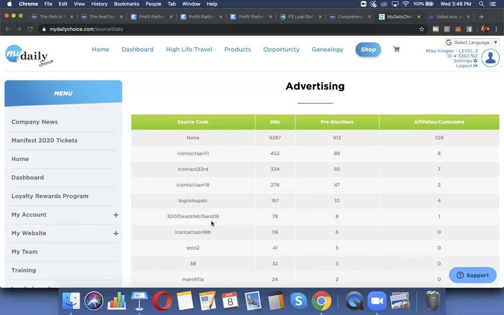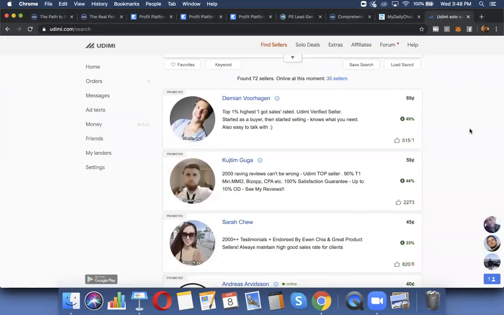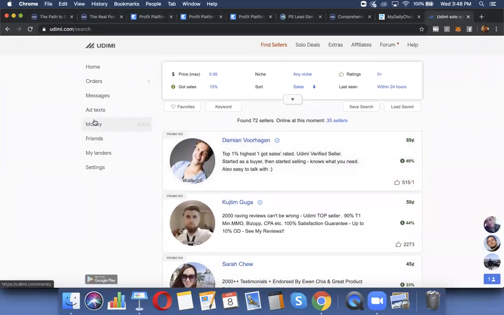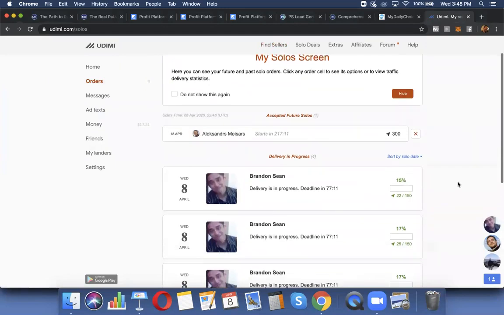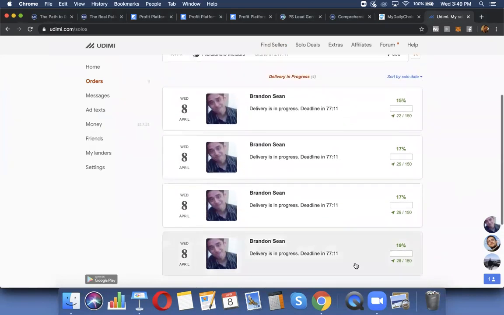But anyway, if you look at this solo here, this is one of them. It shows I've gotten 41 hits and 5 pre-enrollees. Now, if you go to here and you look at the ads that are being delivered right now, I'll go to orders. So these are in delivery right now. I only have one of these going to me. Others are going to my team because, you know, we help our team a lot.